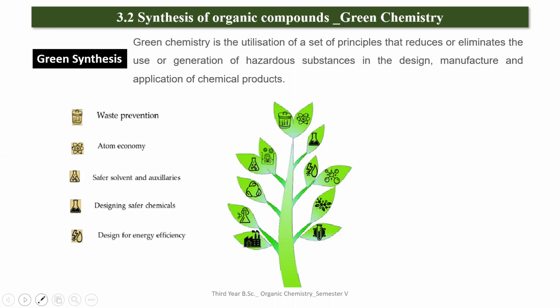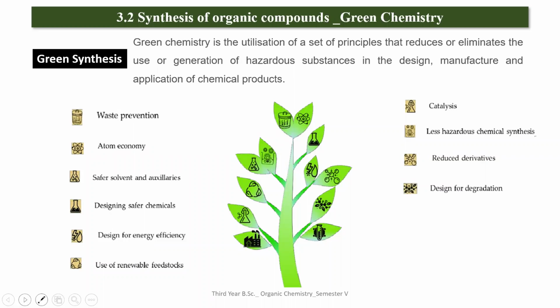Fifth one is design for energy efficiency. Sixth one is use of renewable feedstocks. Seventh one is catalysis. Eighth one is less hazardous chemical synthesis. Next one, reduce derivatives, design for degradation. And the next one is safer chemistry for accident prevention. And the last one is real-time analysis for pollution prevention. So basically these are the 12 principles. Now we are going to consider them one by one in detail.